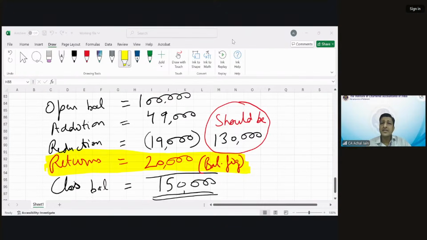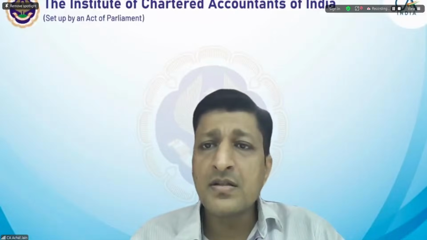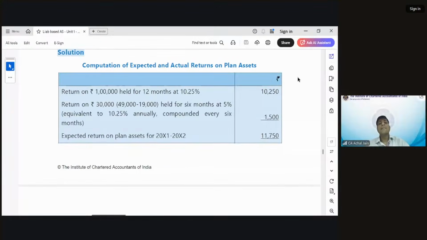Okay, let me go back to this expected return and try to understand. Now, where do you have the confusion? So we have an opening balance of 1 lakh, correct, Neeraj? Yes sir. Now, on the opening balance, what percentage will you apply? Is that 10.25 given to you in the question? So what do you get? 10,250. Is this part clear to you? Yes sir. Okay, now the next amount, 1,500.